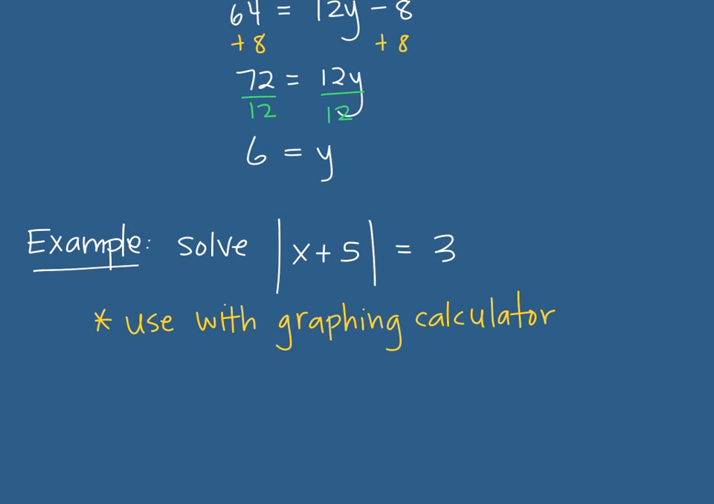There's a calc feature, not trace, but right above trace, called calc. So that's where we're going to go to get the answers. So hit your second key, go to that trace, and we want option number 5, which is called intersect. So slide down to intersect and pick that one.